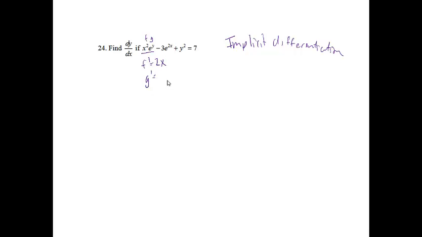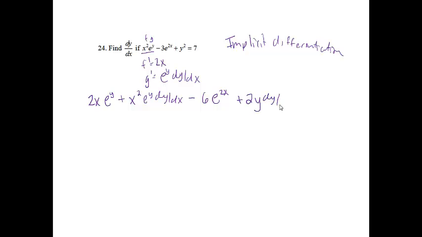G prime, the derivative of e to the y, is just e to the y, but I do also have to include the dy dx. All right, so using the product rule for that, f prime g, so 2x e to the y plus f g prime, x squared e to the y dy dx, and then minus the derivative of 3e to the 2x would actually be 6 e to the 2x, because I do have to multiply by the 2, the derivative of the power, and then plus 2y, and then I do also again have to include that dy dx, and then equals the derivative of 7, which is 0.